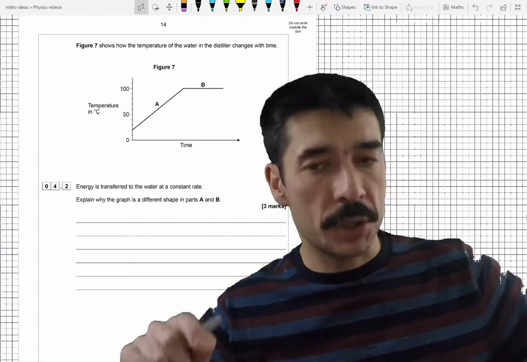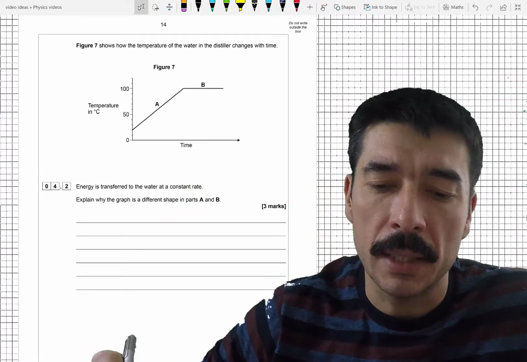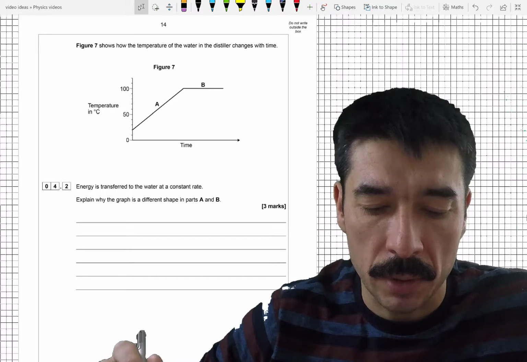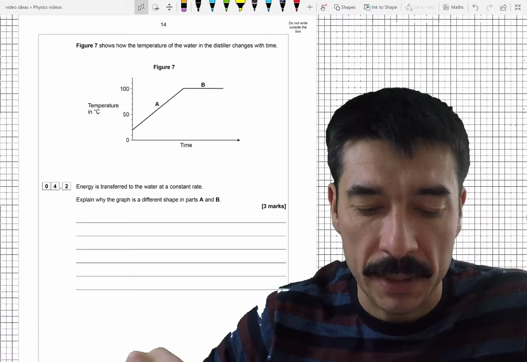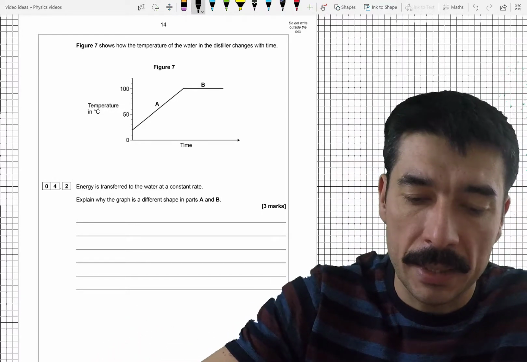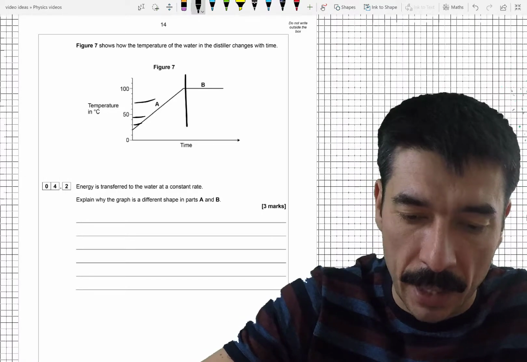Okay, next part of the question. Figure 7 shows how the temperature of water in the distiller changes with time. Energy is transferred to the water at a constant rate. Explain why the graph is a different shape in part A and part B. So what we can see here is temperature rising steadily here, and then it stops rising at B.